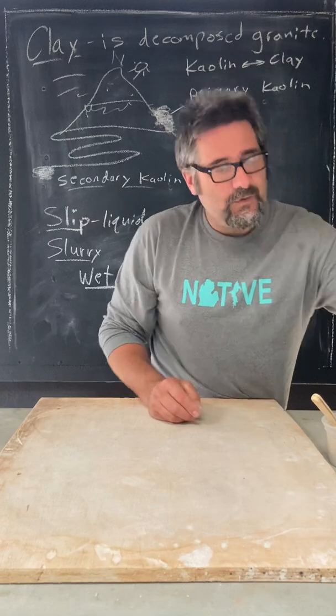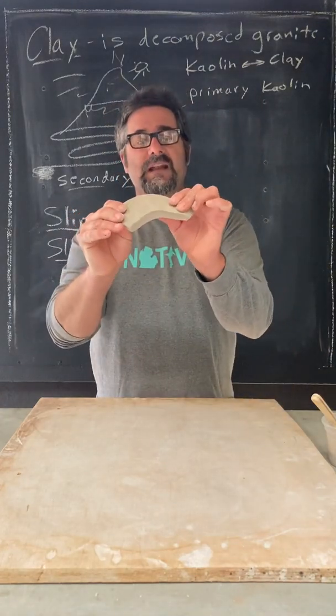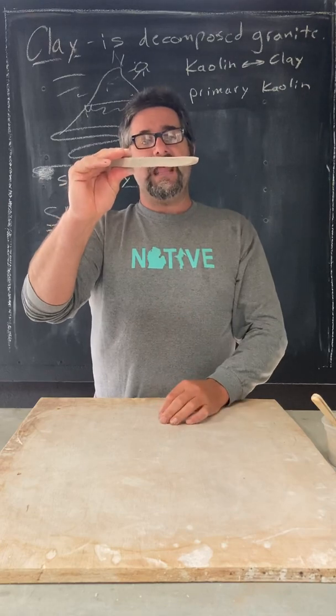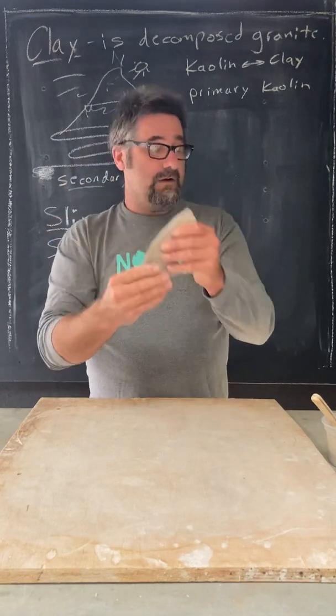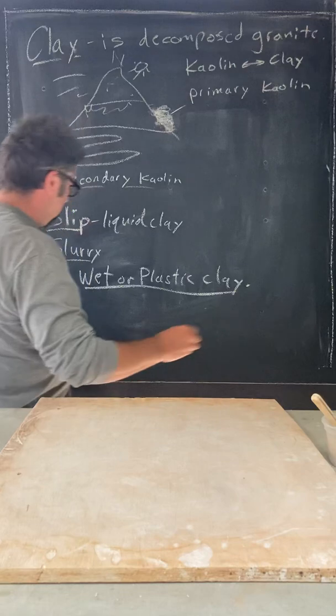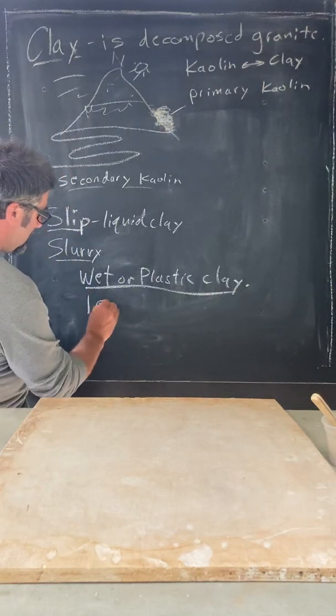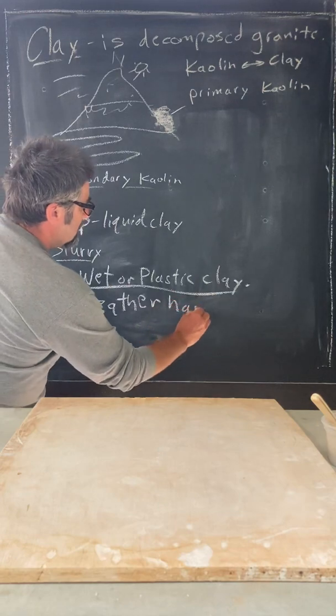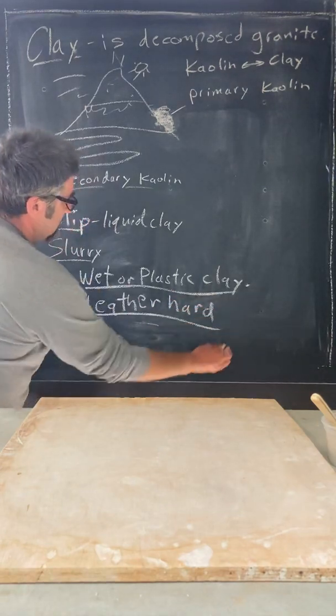And then the stage after wet clay would be when some of the moisture comes out of it, it's leather hard. See, I can bend this and flex it. It'll kind of stay, right? That's called leather hard. So as more moisture goes away, we have leather hard clay.